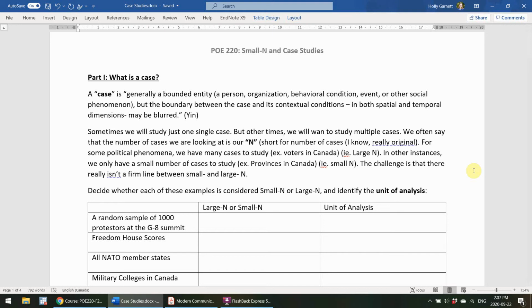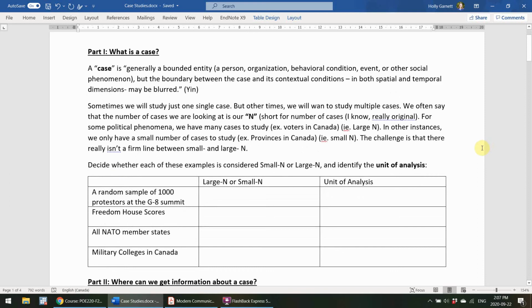So we often say that the number of cases that we're doing is our n. So if we only had one, we would have one n. It's short for number of cases, or one case. But then in other political phenomena, we might have many cases to study. So for example, all of the voters in Canada, that would be a very large n, or a very large number of cases. And so the challenge is that there really isn't a firm line between those two.